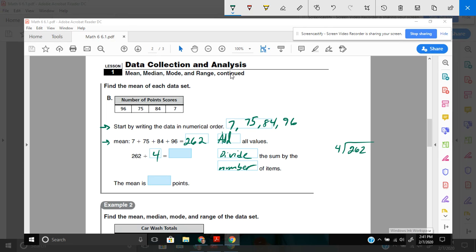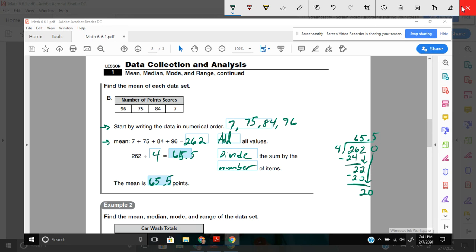4 goes into 26 6 times. 6 times 4 would be 24. Subtract, I'd be left with 2. Bring down my next number. 4 goes into 22 5 times, which would be 20. Subtract, I'd get 2. I have nothing else to bring down, so I need to add a decimal and an imaginary 0. And then 4 goes into 20 5 times. So 65.5. The mean is 65.5. The average is 65.5 points is what we were talking about.